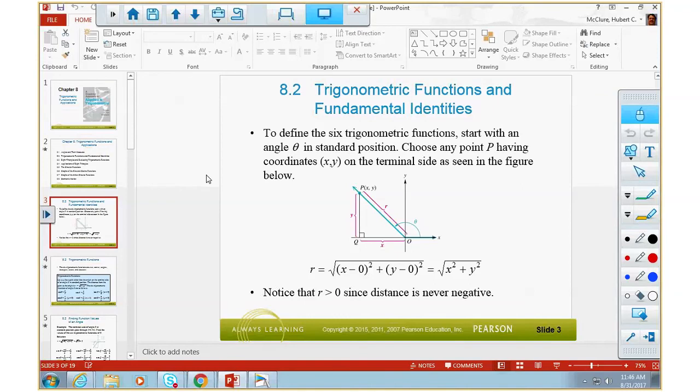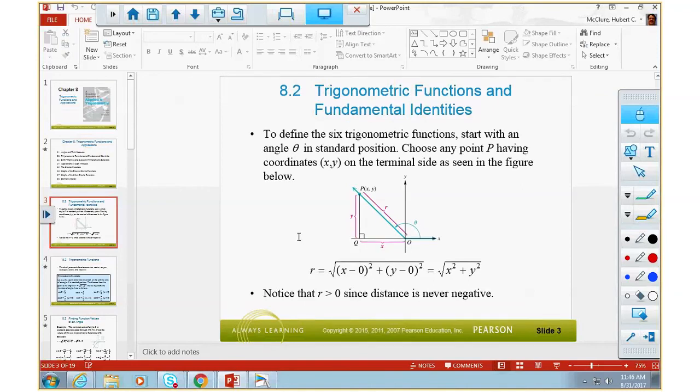Now, let's talk about, well, this is a little bit about what we're going to talk about. This is the distance formula, and that's what this is. When you have an angle or a triangle, you've got to learn the Pythagorean theorem.